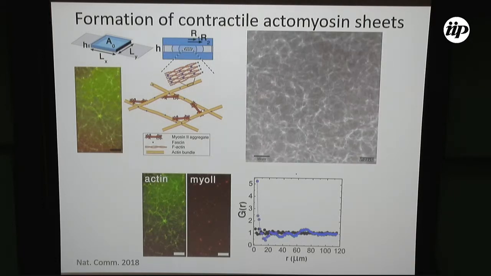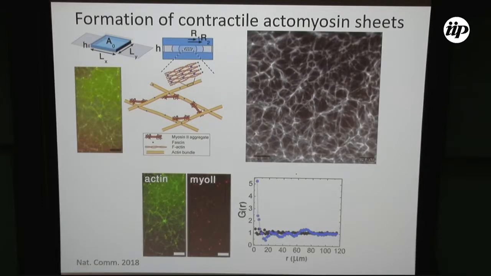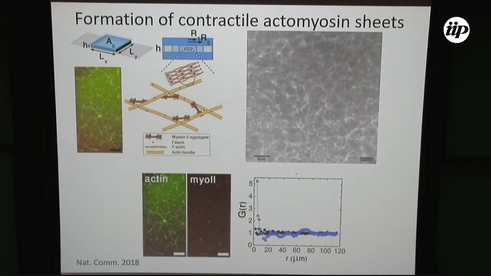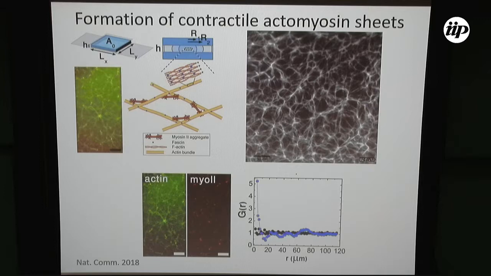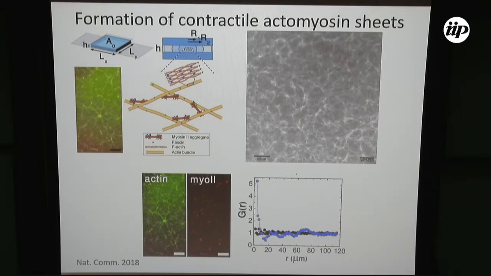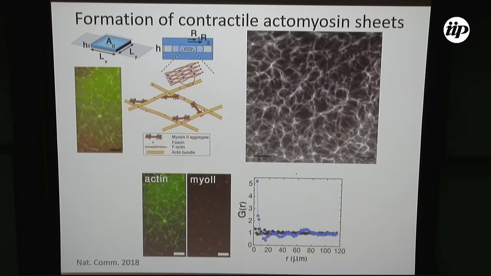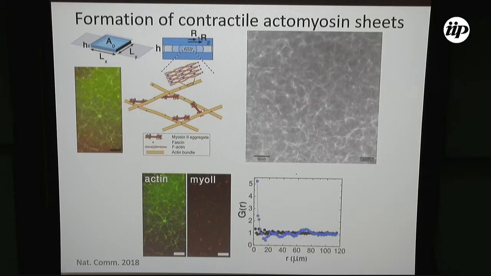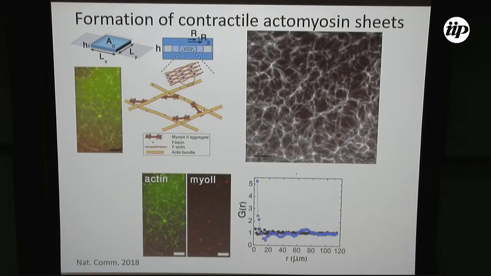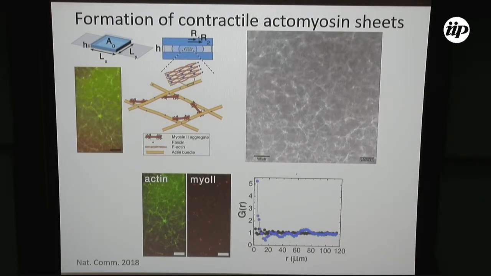If you prepare such a network, such a gel, and only afterwards add these contractile elements, which are the motors, nothing works. I mean, they can walk on top of this network. You can see movement, but no contraction. So everything should be prepared all together and at once.